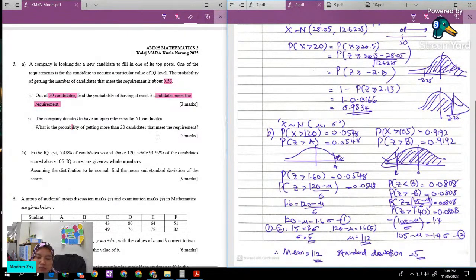Okay, soalan ni kita pernah buat dah ni, banyak kali buat rasanya. Okay, settle untuk soalan nombor 5.